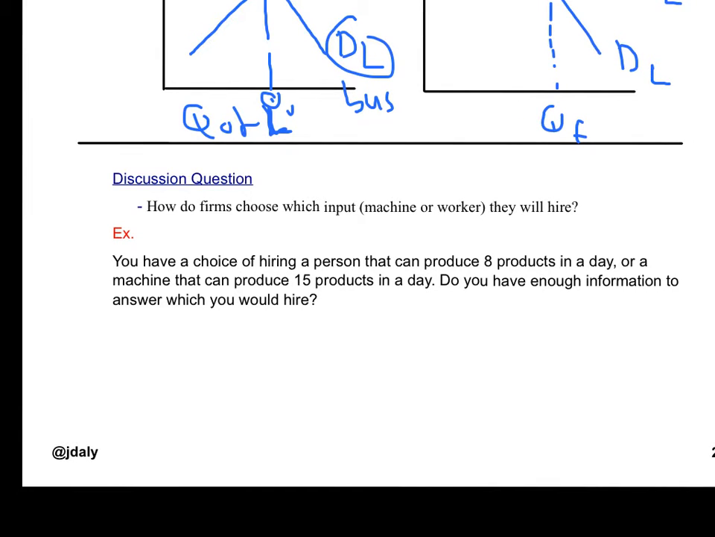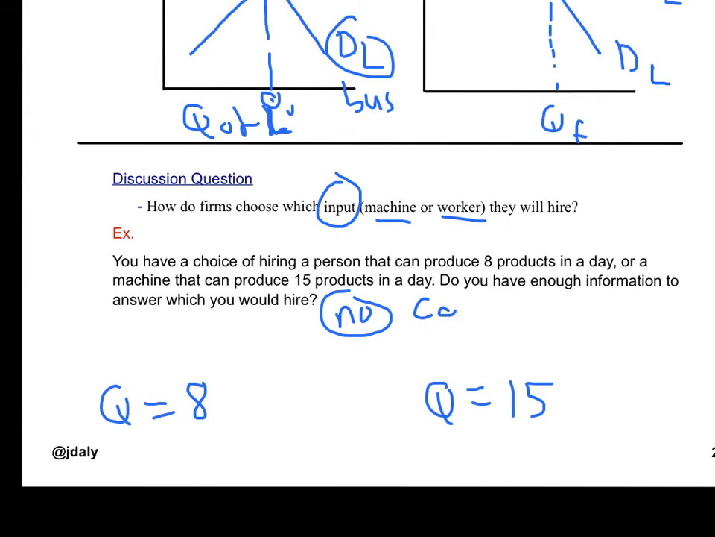Separate question. Firms, of course, can choose which inputs they're going to hire to make outputs to produce goods. They can choose machines or workers. So in this scenario that I made up, suppose you have an individual person who can produce 8 products in a day, or you could hire a machine, and that machine produces 15 products in a day. Do you have enough information to answer what the firm would hire? The answer to that is going to be no, because we don't know about the cost.